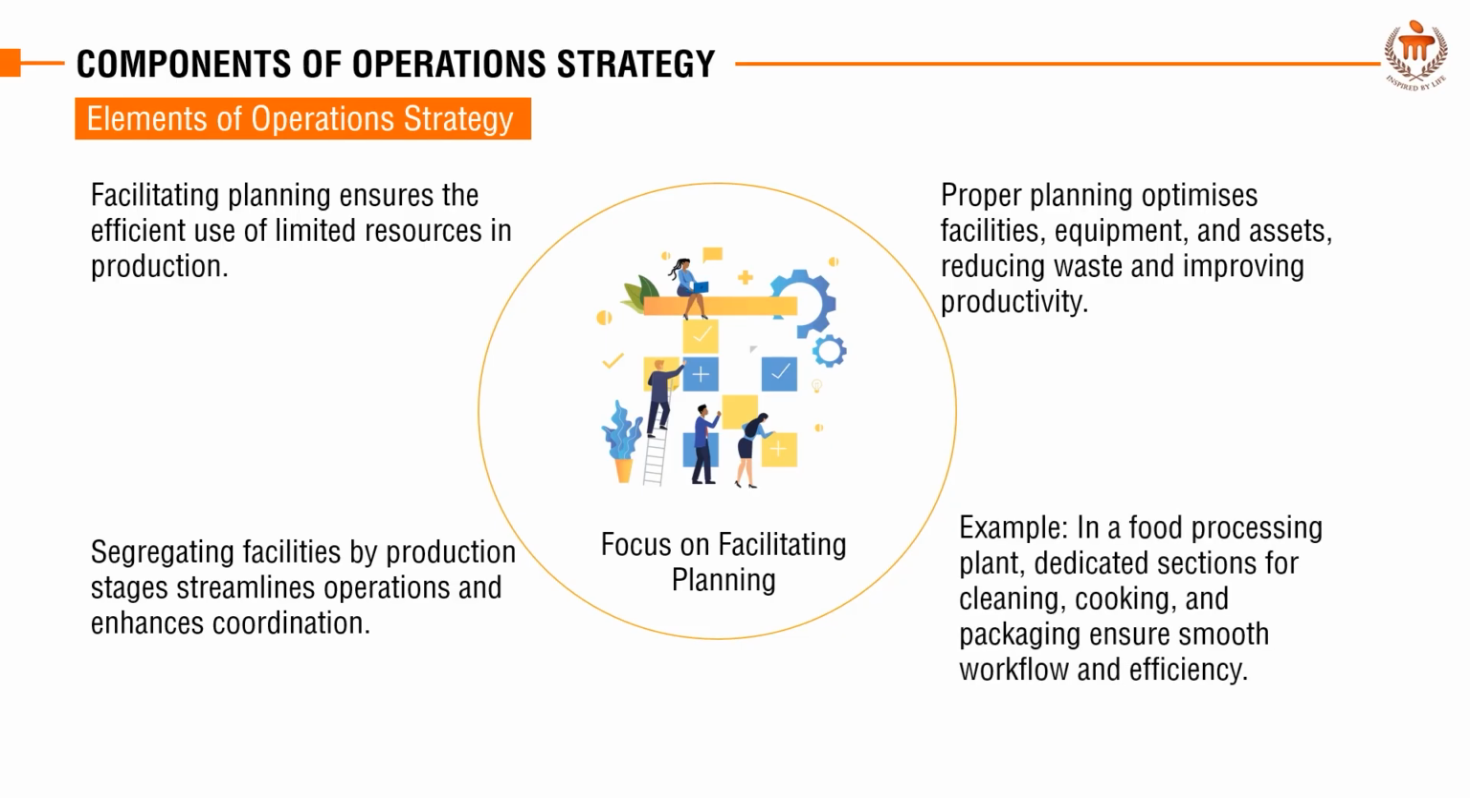For example, in a food processing plant, different sections might be dedicated to specific tasks like cleaning, cooking, and packaging. Planning these facilities ensures that each stage of production flows smoothly, avoiding bottlenecks and making the most of the available space, manpower, and machinery, ultimately leading to cost savings and higher quality products.